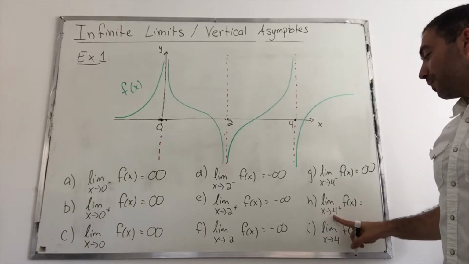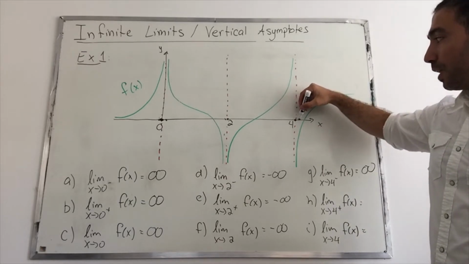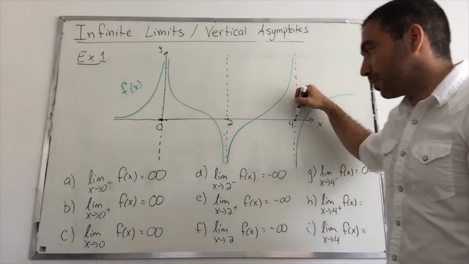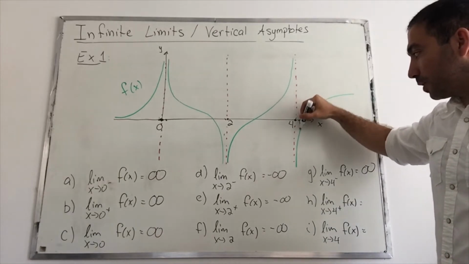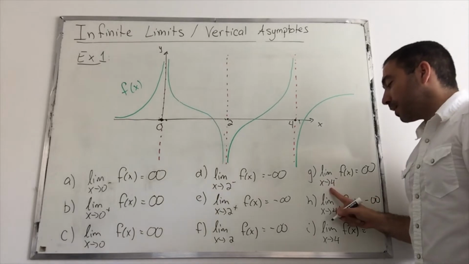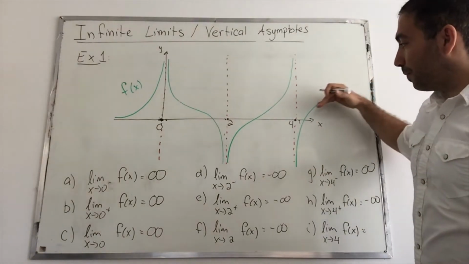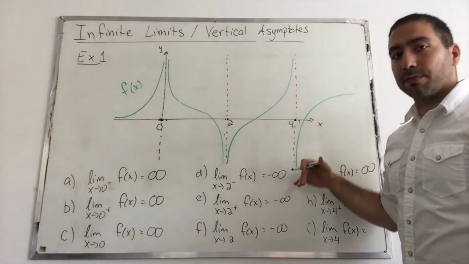Limit as x approaches 4 from the positive side, so now slightly to the right of 4. If you go to the right of 4, so you're thinking of a value like 4.0001, that hits the function down here at negative infinity. So here we can see that the left-sided limit gave us positive infinity, yet the right-sided limit, when we come from the right side, is going to negative infinity.